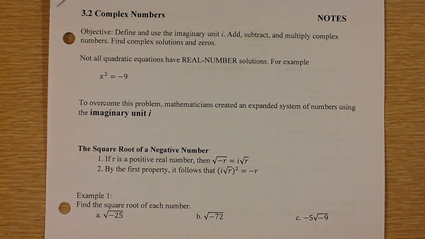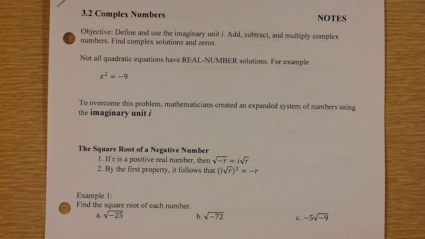All right, section 3.2, complex numbers. Our objective for this lesson is going to be define and use the imaginary unit i. We're going to add, subtract, and multiply complex numbers and find complex solutions and zeros.